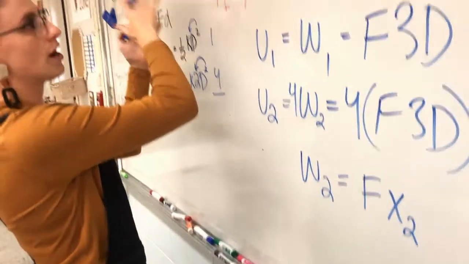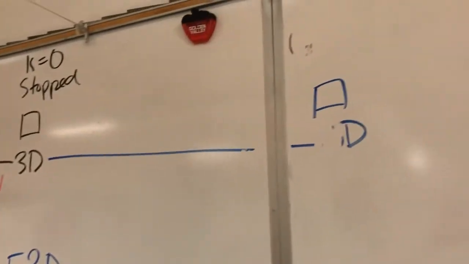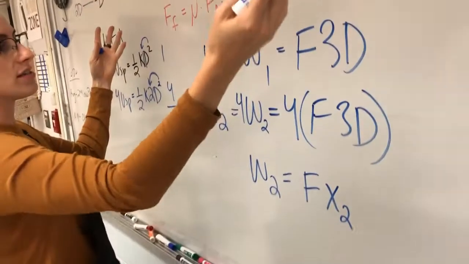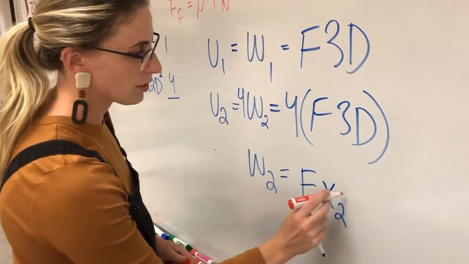What we're talking about is the amount of work that we did that second time around to bring it to a stop. We want to know how much distance it went that second time around, so we are trying to solve for this. This is what we want to know.